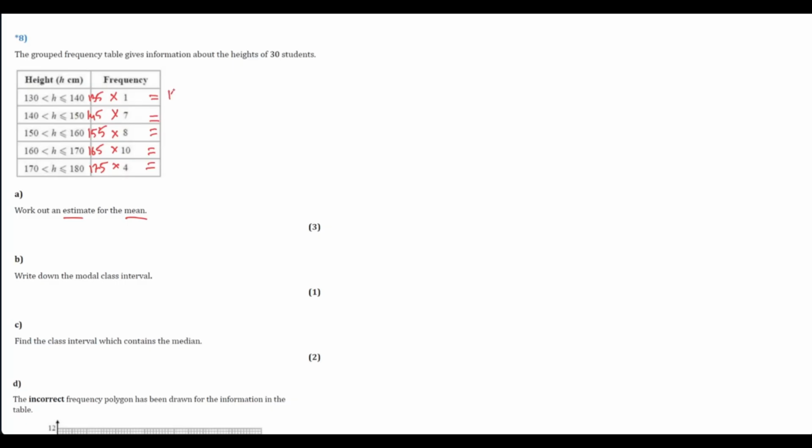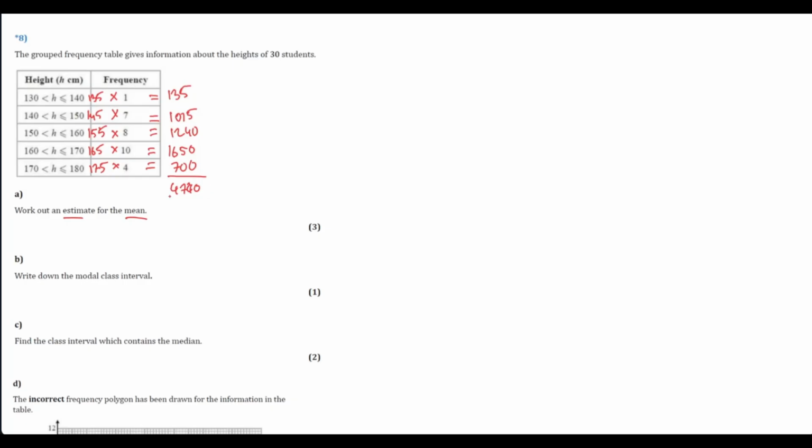So this is going to be 135, 1015, 1240. The last 2 we have 1650, and then the last one is 700. And what we're going to do is we're going to total these. Okay, if we total these, we get 4,740.